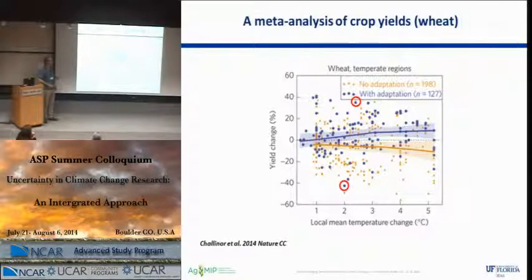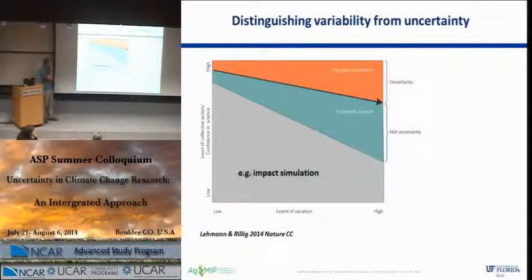Let me move on. Some of you might have seen this communication from Lehmann and Rillig, which I like, because they try to look at impacts in relation to whether people would take action and do something about it. So if you have, for instance, a large impact, then you actually try to do some adaptation. If the impact is very small, you wouldn't do too much.